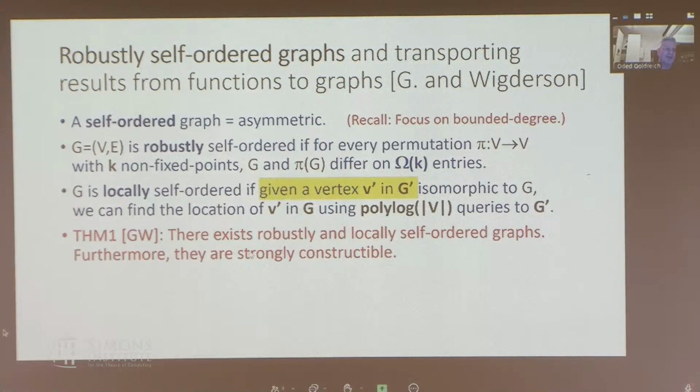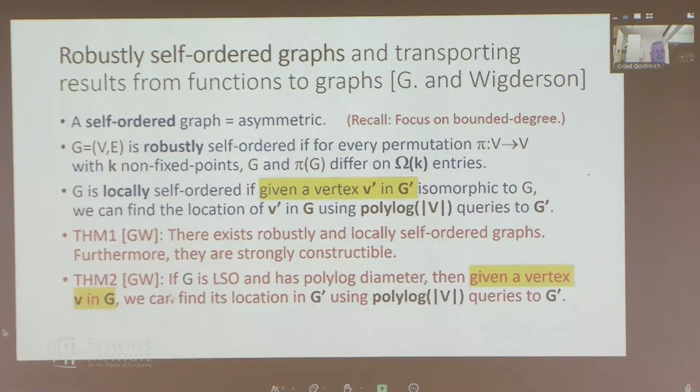And the two theorems which I'm going to give without proof are that there exist robustly and locally self-ordered graphs, and furthermore, they are strongly constructible. So it's not only that they exist, they are constructible, and not only that they are constructible, they are strongly constructible in the sense that given a vertex, you can compute its neighborhood in fast time. So basically, that's a normal notion that you use about strong constructibility in expanders, for example.